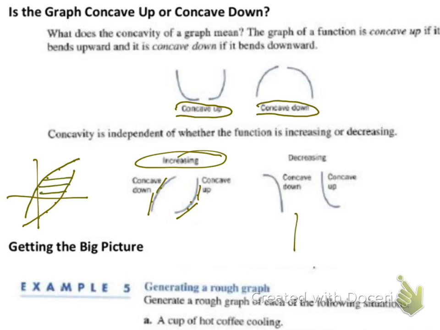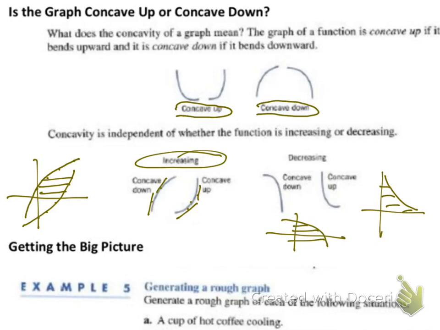Look what's happening here. Concave down. If you're facing this way, as you go from left to right, your y values decrease when it's concave down. Concave up, your y values are still decreasing, but it's concave up. All right, so be able to distinguish between those two types of situations. And then there's one more page to talk about, and that's getting the big picture, and that'll be our last page for this video.